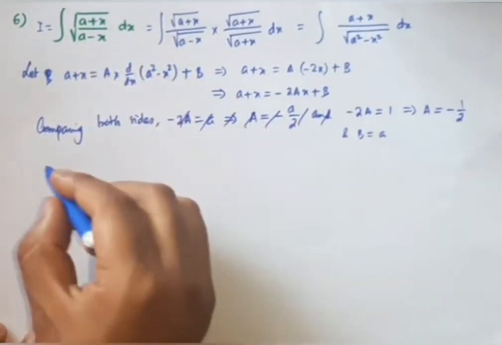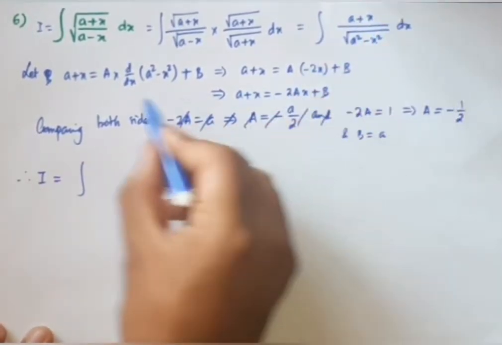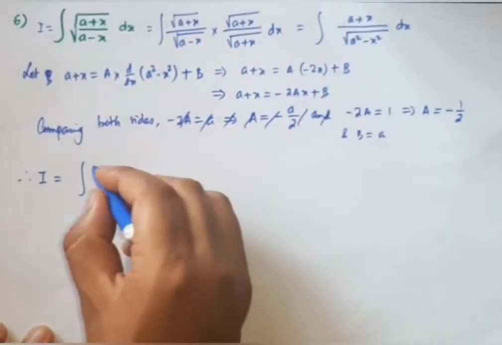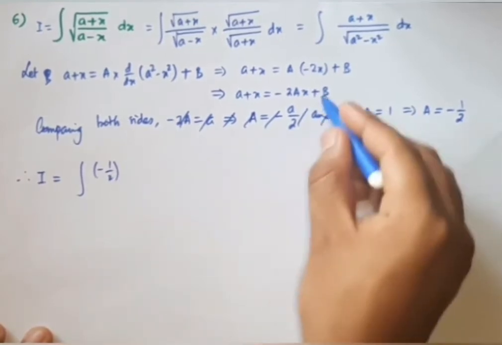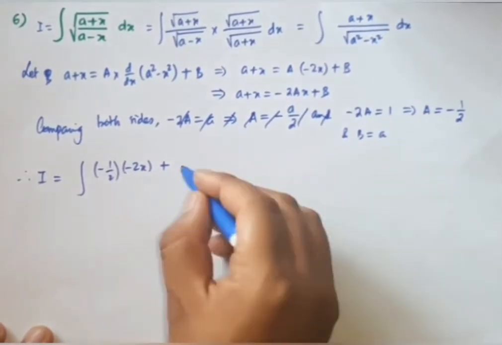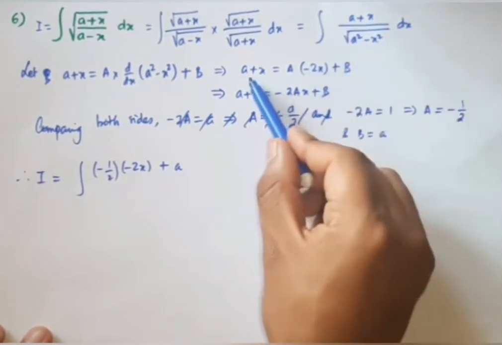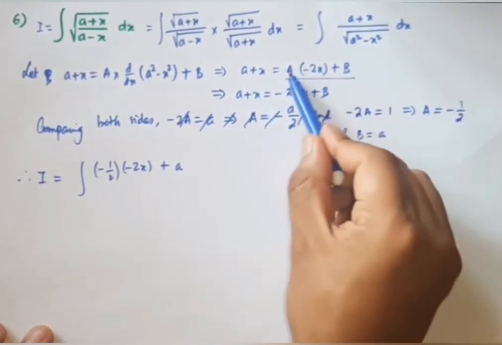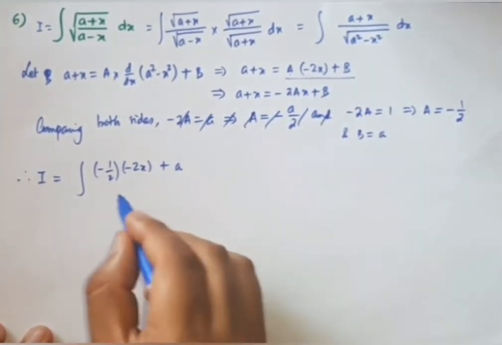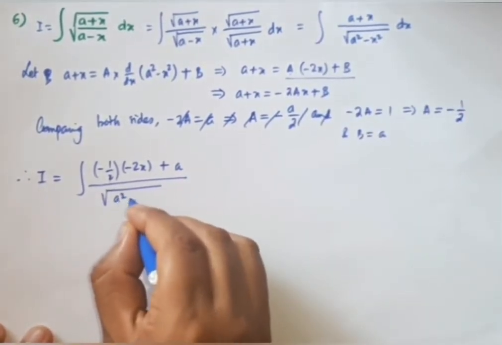Okay, so therefore this integral I can be rewritten as the integral, so a plus x can be written as this much, right? So a is how much? A is minus half, so minus half into minus 2x plus b. B is how much? B is equal to a. Hope this thing is clear. Let me repeat once again. So a plus x is there, so instead of a plus x I am writing this quantity, and how much is a? A is minus half, minus 2x plus b. B is how much? A. Divided by whatever quantity is there. I'll write down the same one here.